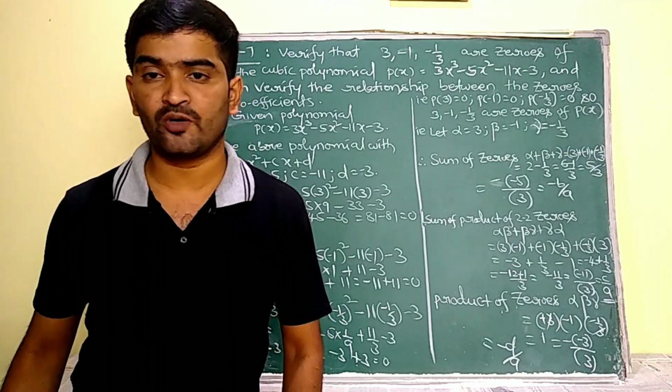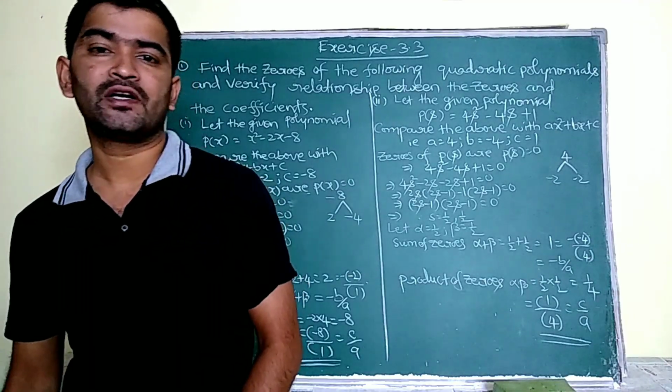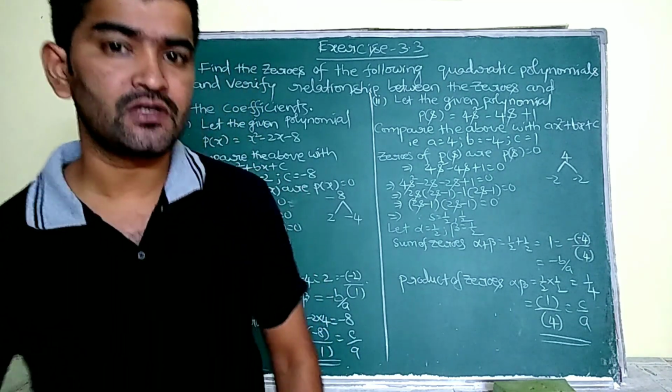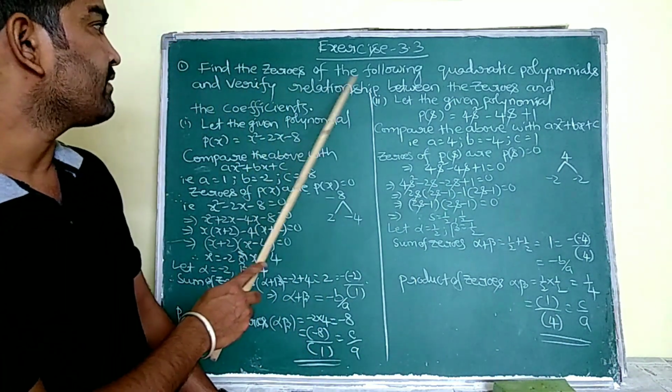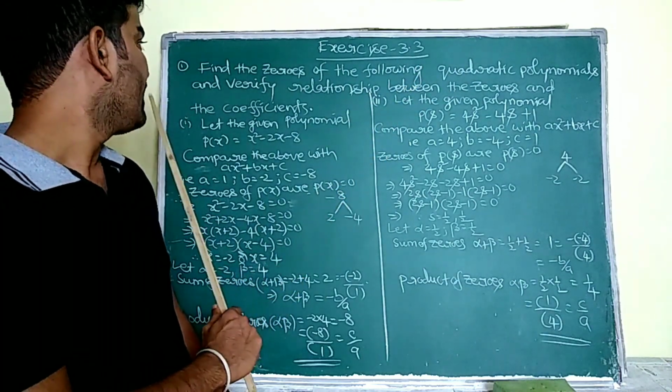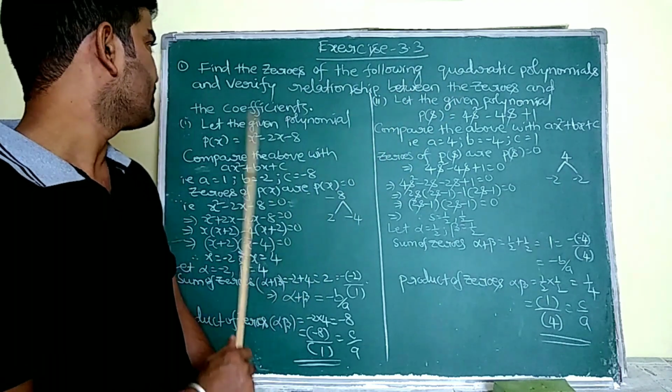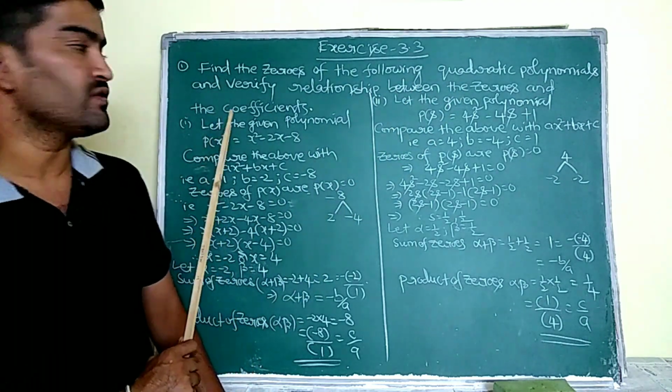It is a very important problem. So now we are going to start exercise 3.3. Here, the first question is to find the zeros of the polynomial, and we have to find the relationship between their coefficients and zeros also.